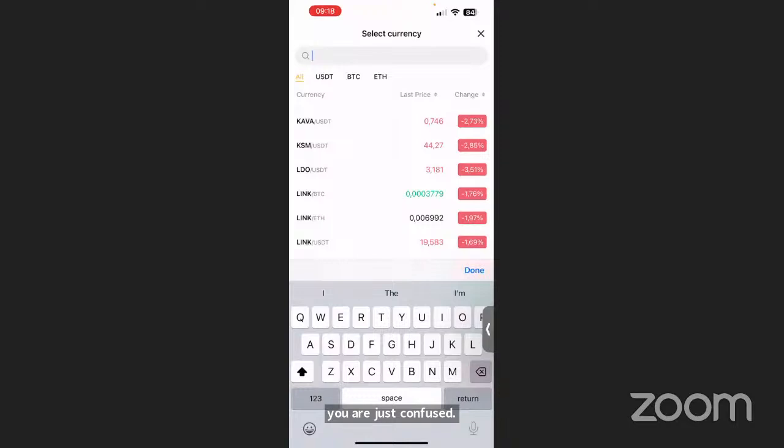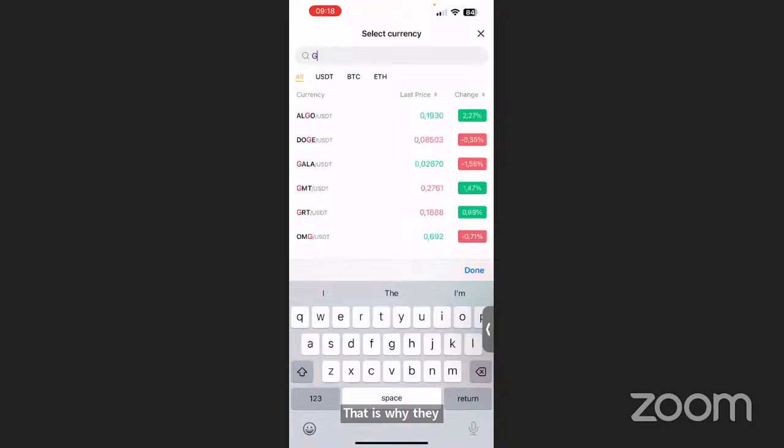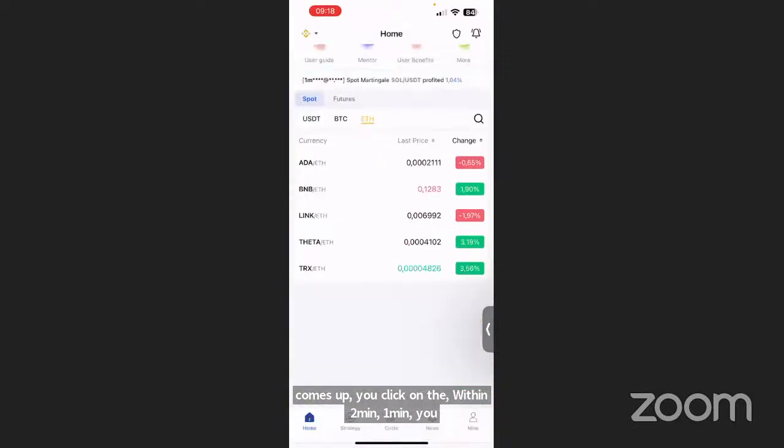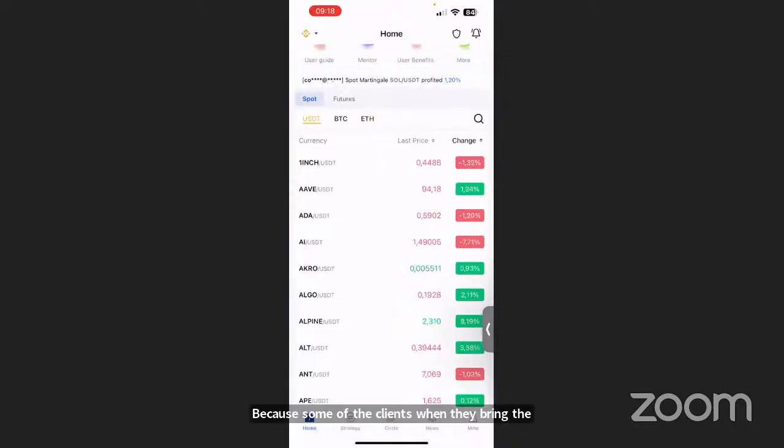They made the search button for a reason. Just tap, tap, tap, then the coin comes up. You click on it, back, back, back. Within 1 or 2 minutes, you are done setting a trade. Because some of the coins, when they bring the signal, deliver in less than 2 minutes. Some delay. One cannot tell when the coin will sell, but it will definitely sell.